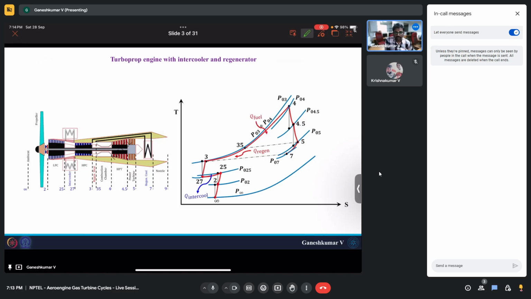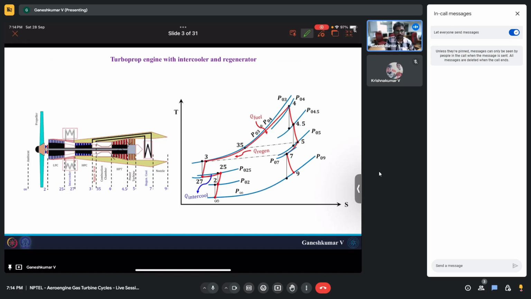And the remaining from 3.5 to 4 is the amount of heat given by the fuel because of combustion. And from 7 to 9 you have the nozzle expansion. So this is your entire TS diagram.